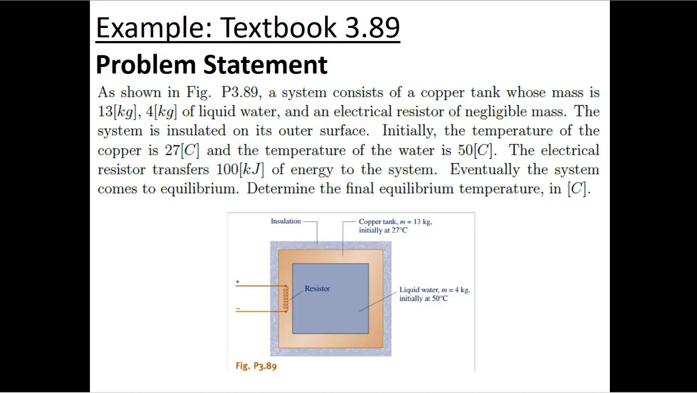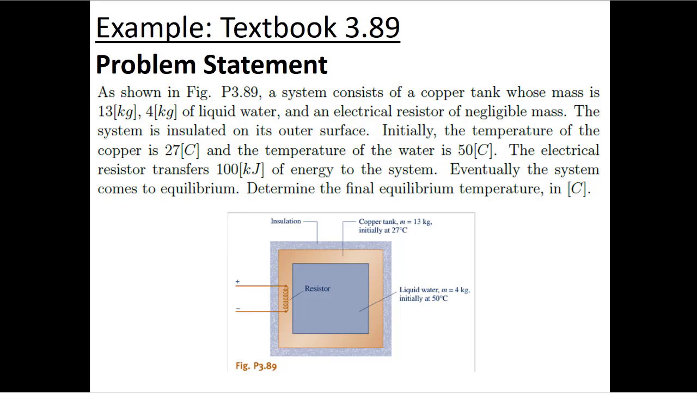Now we're going to do a problem that talks about the first law, now that we know a little bit more about how to find U. As shown in this figure at the bottom, a system consists of a copper tank whose mass is 13 kilograms, 4 kilograms of liquid water, and an electrical resistor of negligible mass. The system is insulated on its outer surface. Initially, the temperature of the copper is 27 degrees Celsius, and the temperature of the water is 50 degrees Celsius.